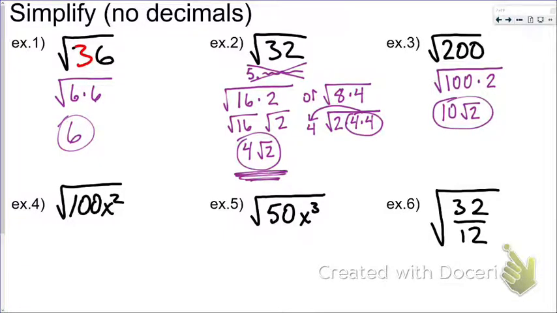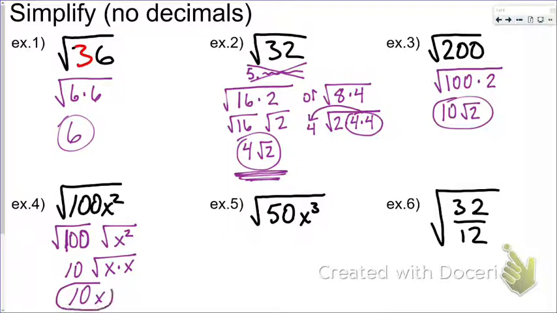All right. Number 4 isn't bad at all, but it's weird because of the x. First off, you can break that into 2 square roots if you need to. And the square root of 100 is 10. The square root of x squared, you know you have 2 x's there, so that means it's a perfect square. And the answer would be 10x. This one is pretty nice. Number 5, not so much.